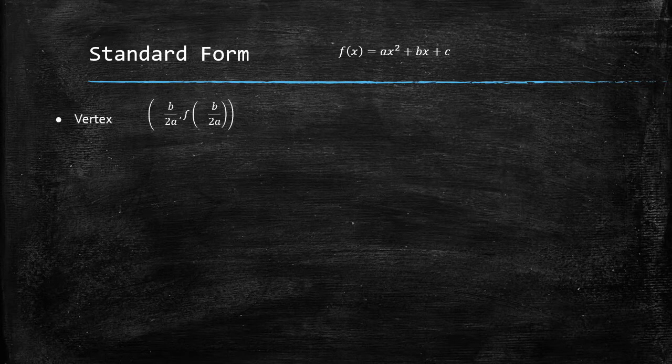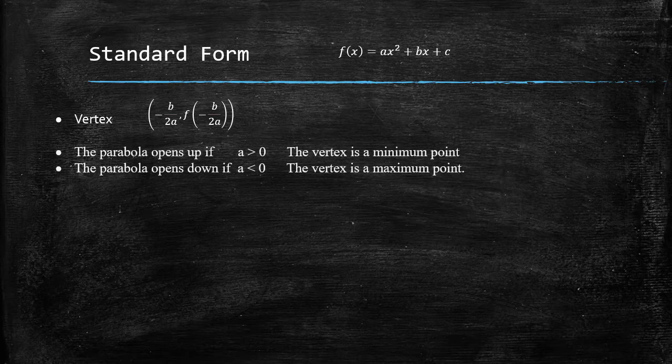We will still want to find the vertex, so the easiest way to find the vertex is to let x equal negative b over 2a. This will give you the x coordinate of the vertex. So then you just plug this number back into the function to get the y coordinate of the vertex. The parabola opens up if a is positive, and it opens down if a is negative. If it opens up, then there's a minimum value, and if it opens down, there is a maximum value.